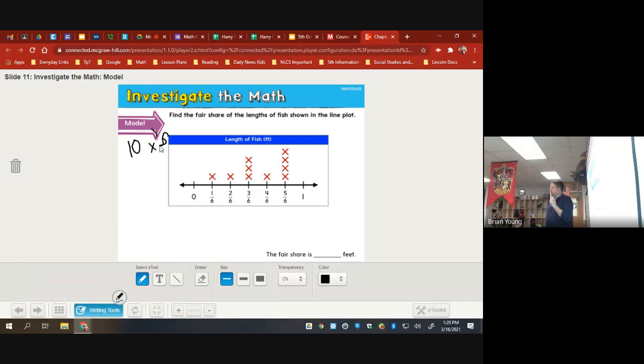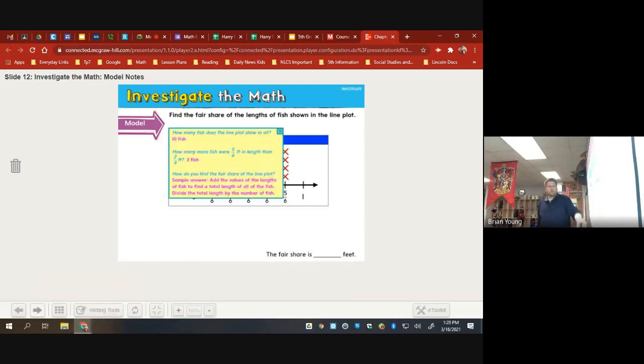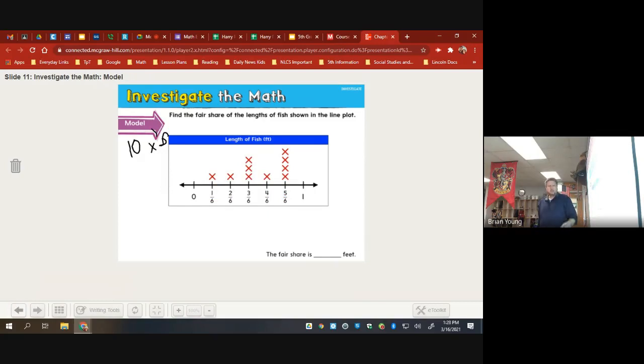So to find the fair share, it's going to tell you here. Let's go ahead and go off this. How many more fish were 5/6 of a foot? Okay, we don't need to do that. Let's go back here. Let's add these up first of all. This is where the adding comes in handy. Fair share means it's kind of the average of something, okay? So let's add, what is 1/6 plus 2/6?